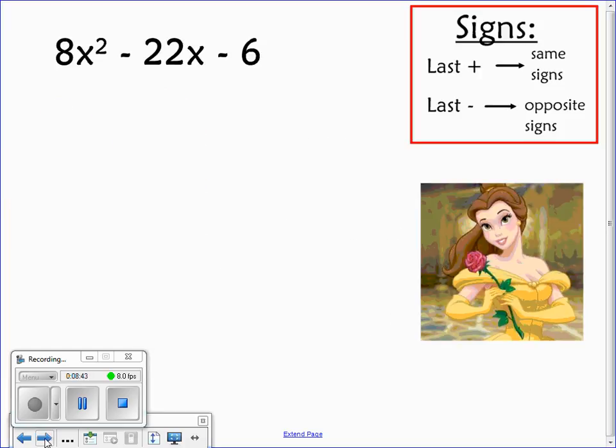All right, let's put it all together. So from now on, every single problem you look at, the first thing you want to look for is your GCF. So is there a number that goes into 8, 22, and 6? 2. Do they all have an x I can take out? No. So let's go ahead and take out that 2. Tell me what you have left after you take out the 2.